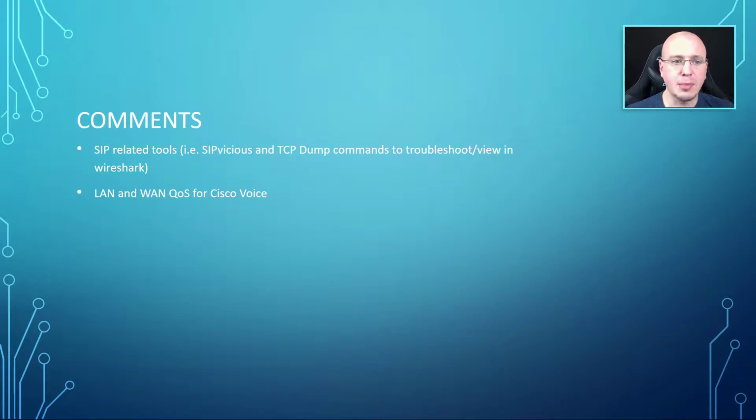And as far as the comments, I had a request for SIP related tools like SIPVicious and TCP dumps and commands to troubleshoot and view on Wireshark. So I have Kali Linux that I use for different penetration testing and reconnaissance testing against my own network. I'll add that to the growing list of requests, because that's something I think we could probably do. And we could also use it for synthetic calls or even a firewall series. We could use that to make some scripts to identify like user agent and use some application level filtering, and LAN and WAN QoS for Cisco Voice.